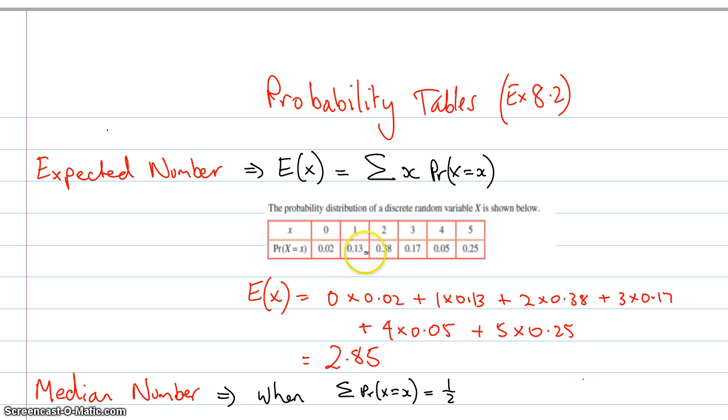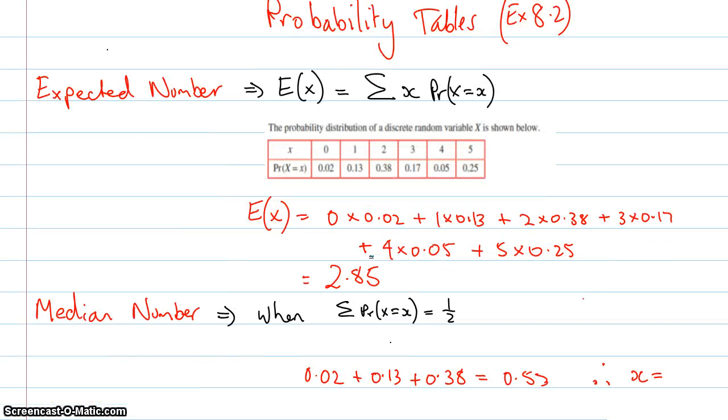So 0.02 plus 0.13, that's 0.15, that's not over 0.5 yet. But then when I add 0.38, that takes me over 0.5. In fact, it takes me to 0.53, and so therefore the median of this distribution is 2. It doesn't matter how far over 0.5 I get, I just need to get over 0.5.